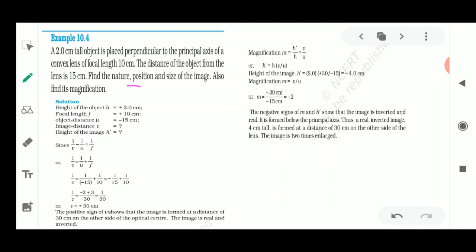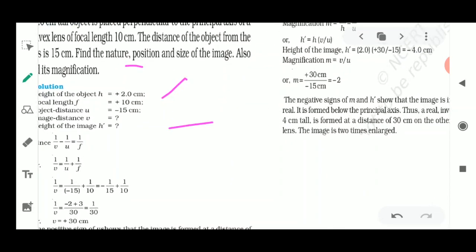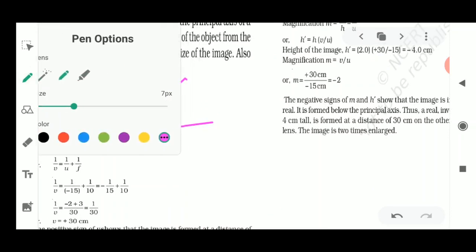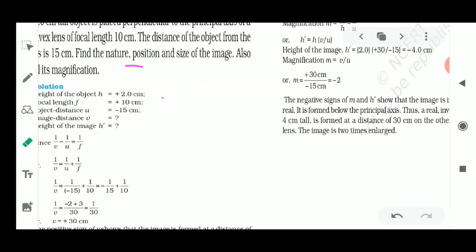First we need to find out what all things are given in the question. We have the height of the object, h, that is plus 2.0 centimeters. Next, we are provided with f, that is plus 10 centimeters. Why is it plus? Because the lens here is a convex lens. Next, we also have the object distance, u, that is minus 15 centimeters. As the object is always kept on the left side, we will always have the negative sign in the lens.